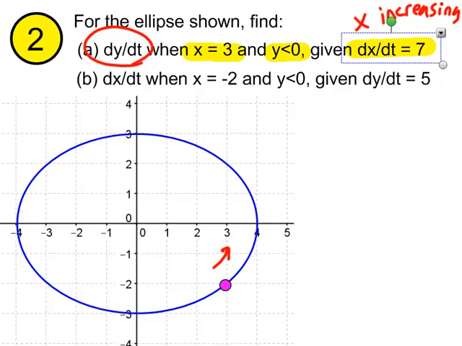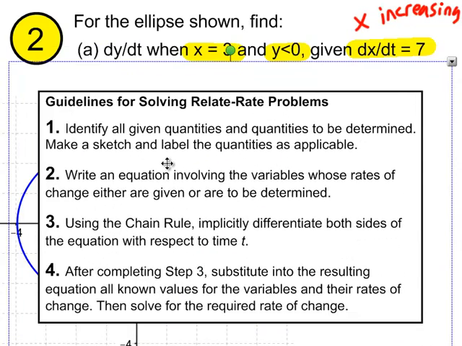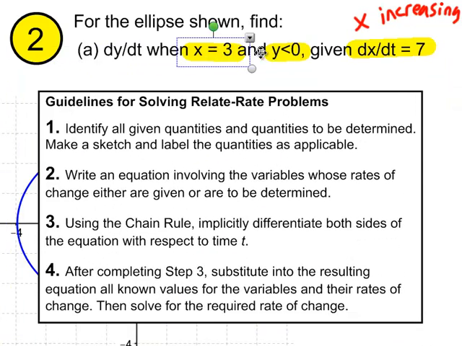We're asked a similar question for part B. We're probably not going to have time for part B. Let me move it off to the side and we'll figure out what to do with it. But let's figure out where we are in the 4-step process, referring to those guidelines that are from your textbook. Step number 1 says to identify all the given quantities and the quantities to be determined. Again, that was pretty much done for us.